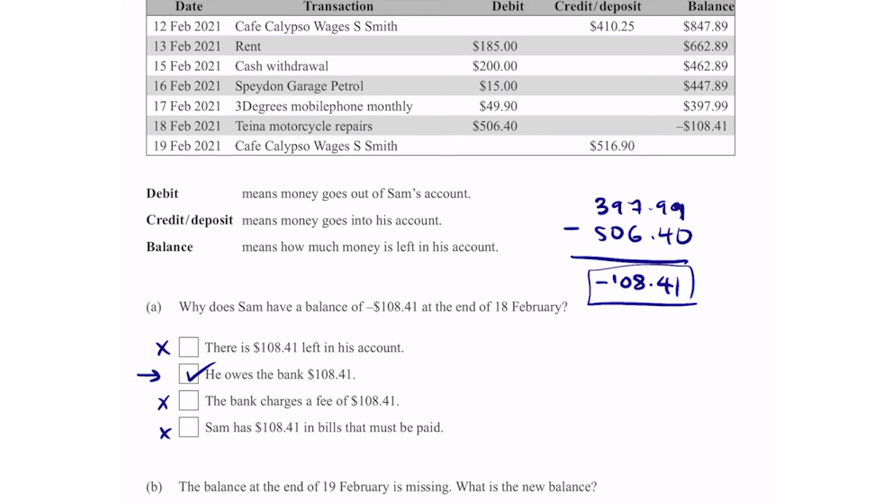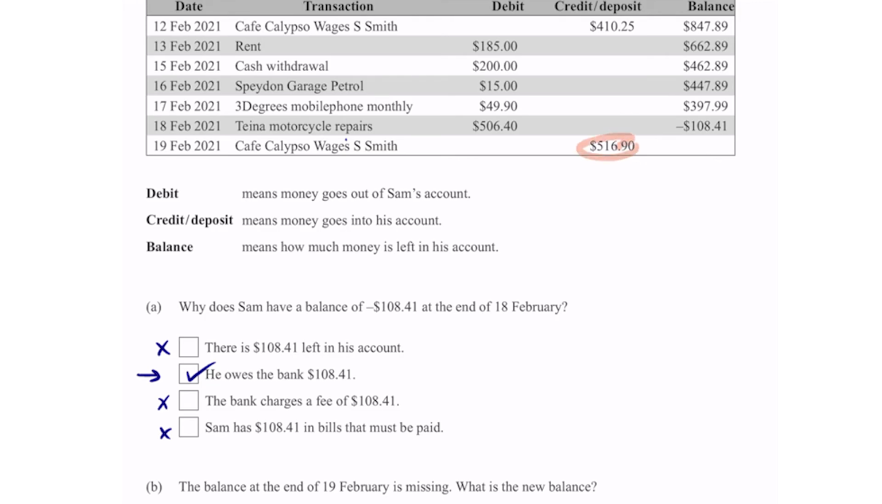Now, part B, the balance at the end of the 19th of Feb is missing. What is his new balance? So essentially, if we look at the 19th of Feb, he's getting a credit of $517. A credit is money going in, so we're going to add that money on. His balance before is negative 108.41, and we're adding this amount because it's a deposit, it's going into his account. So we're adding $516.90. What's negative 108.41 added with 516.9?